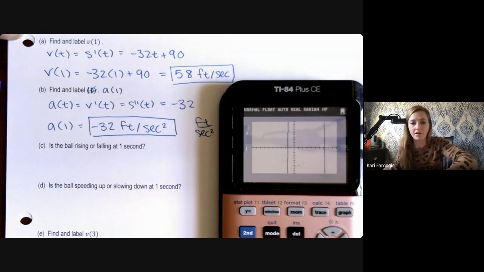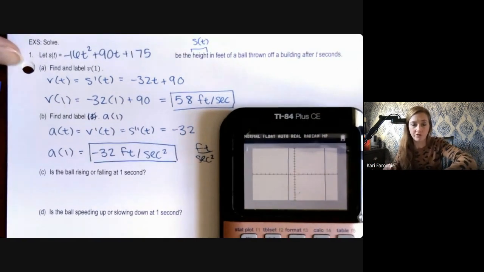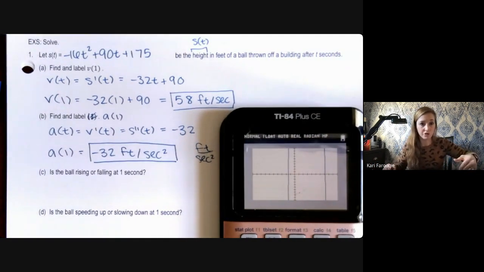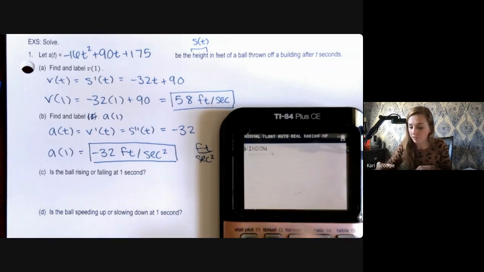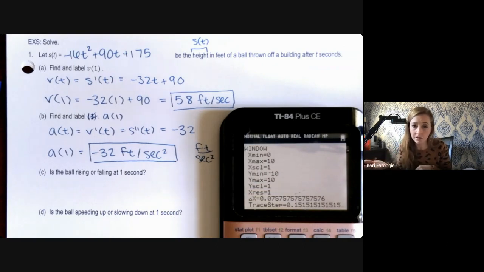Now I graphed the position function, so you can see what's happening to the position over time. At t equals 0, the ball is at 175 feet. Remember that x is representing time in this case. So I certainly don't need to go back in time. And I don't expect the ball to be in the air very long. You can leave it at 10 if you'd like, but I don't think the ball is going to be up in the air for much longer than just a couple of seconds.